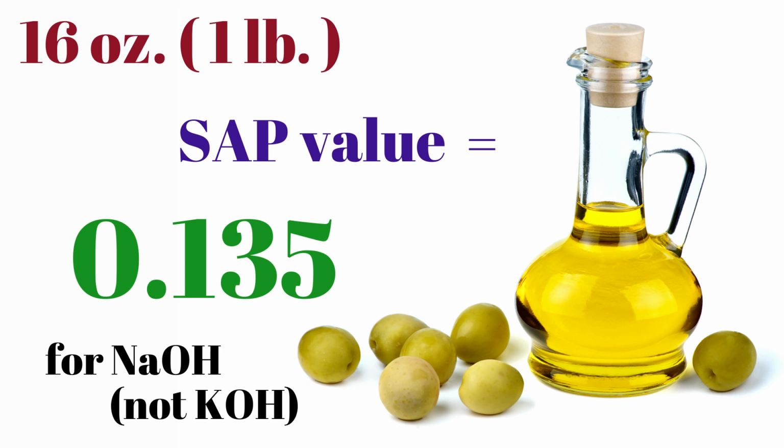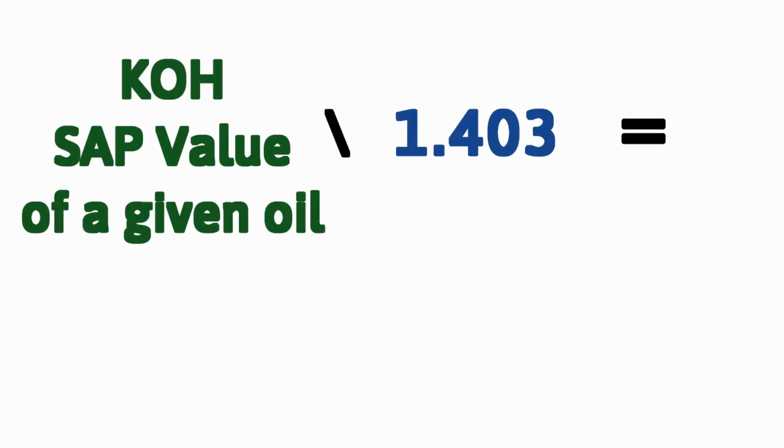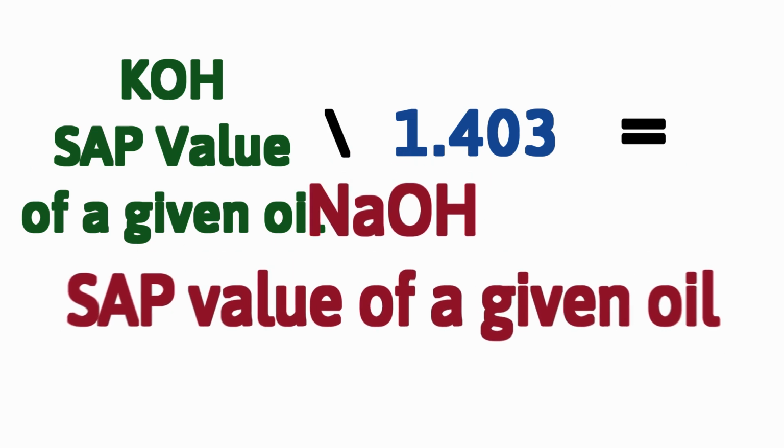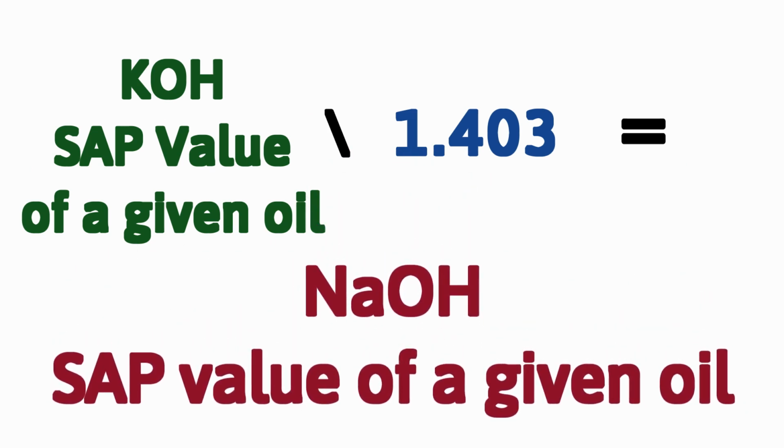As a reminder, lessons 1 through 3 only cover solid bars of soap, so to get through these lessons, we're only using sodium hydroxide. Now with a little bit of math, you can easily convert your calculations from sodium hydroxide to potassium hydroxide, but that's too advanced for this lesson and we can do that later on in other lessons.